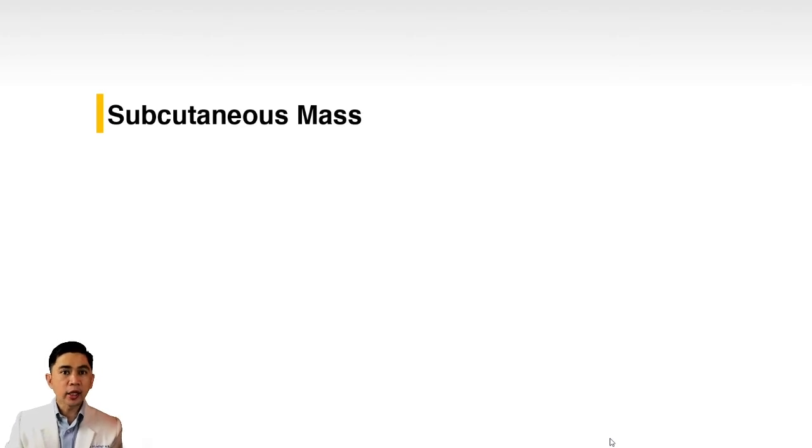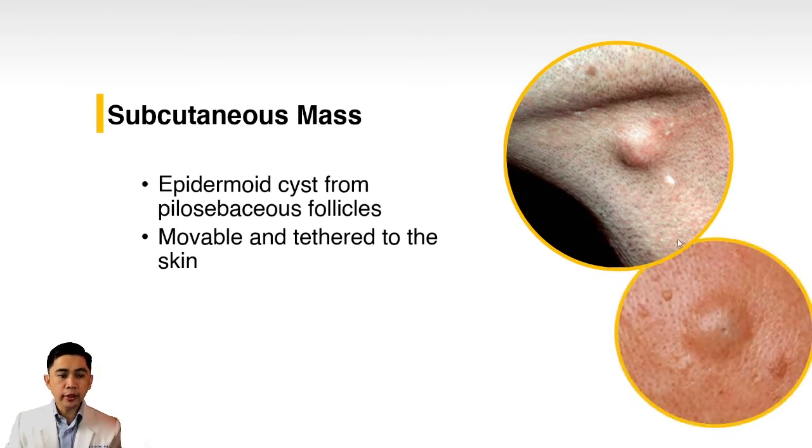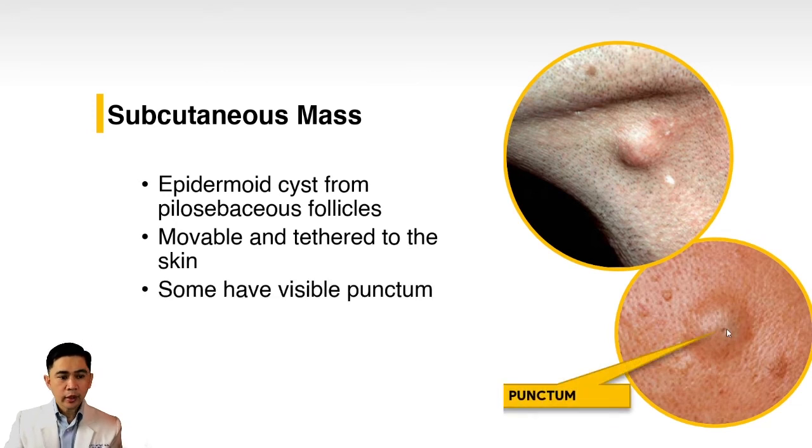Subcutaneous masses are also common in adult population. So usually, it is an epidermoid cyst from the pilosebaceous follicles. It is usually movable and tethered to the skin. So when you try to move it, it moves with the skin. And some will have a visible punctum.